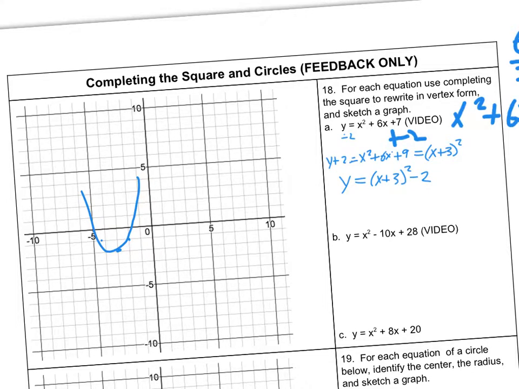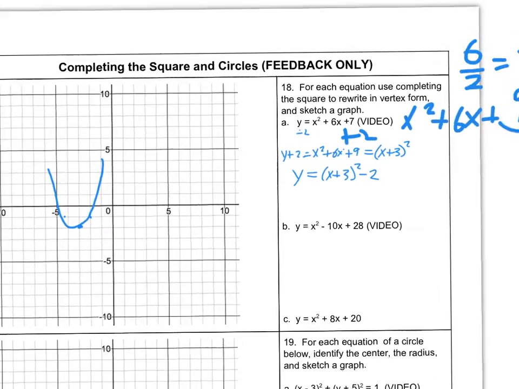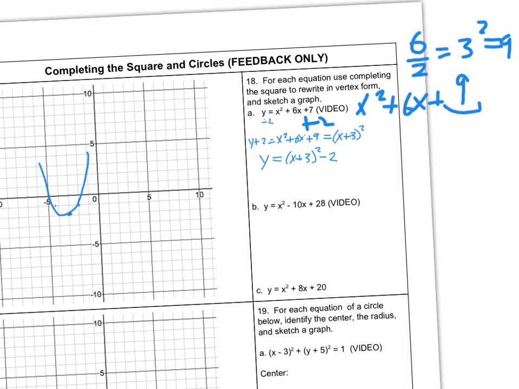And hopefully you actually hit your points. For number B, if you need another example of this, we're going to do the same thing. Y is equal to x squared minus 10x, and then plus something. That plus something has to be 25. 10 divided by 2 is 5. 5 squared gives you 25, which means I've got to subtract 3 from both sides.